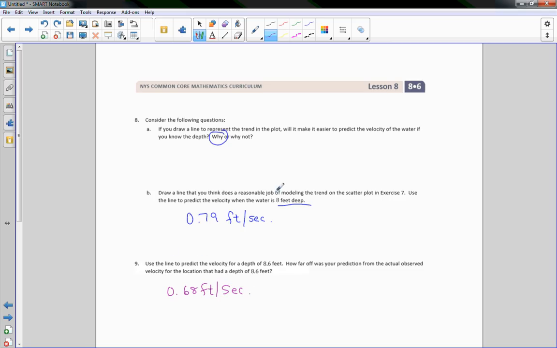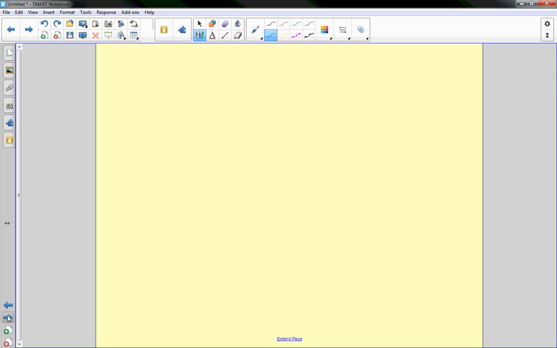So this said to draw a line where you think the model would be at 8 feet, and then it said 8.6, find the velocity at 8.6 feet. Okay, so you can see that from a depth of 8 feet, adding 0.6 feet, it did decrease in speed or velocity.